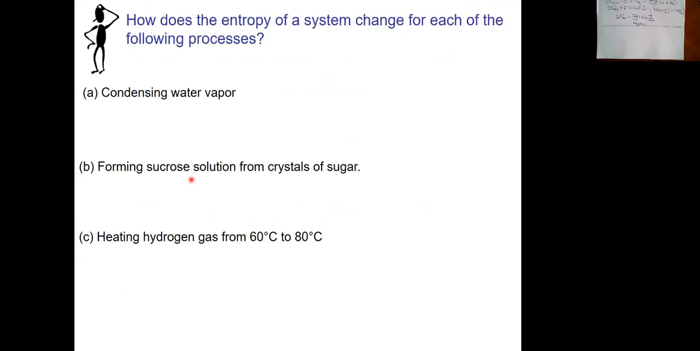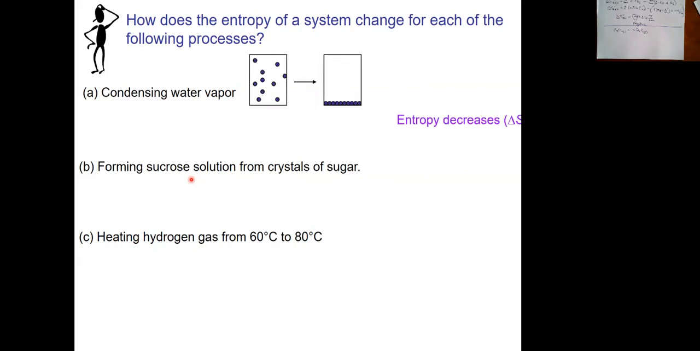if that reaction is positive or negative delta S. Condensing water vapor means going from water as a gas to water as a liquid. So which has more entropy? Gas has more entropy, so the reactant will be a higher entropy value. So if you do products minus reactants, you're going to get a negative delta S for that reaction. Your entropy is decreasing as that reaction takes place.